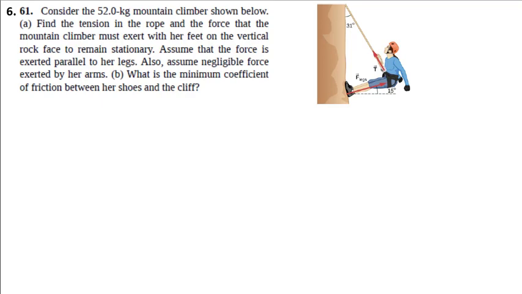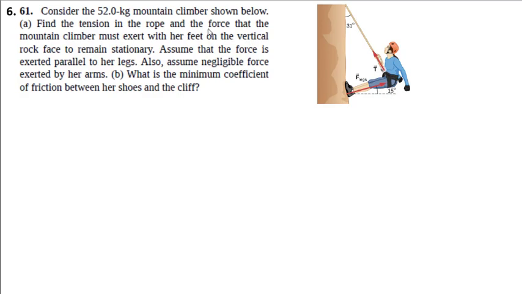This is chapter 6 from OpenStax number 61. So we have this mountain climber here, and we know that there's going to be this tension force pulling up on her. And the question asks, what's the tension in the rope? Okay, so we're going to try to solve for that.